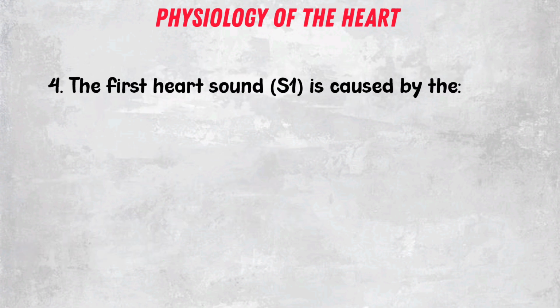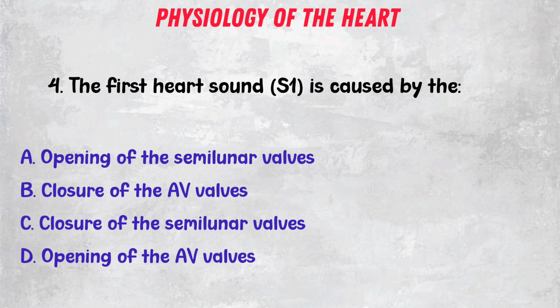The first sound, the S1, is caused by, for the options we have A, the opening of the semilunar valves, B, closure of the AV valves, C, closure of the semilunar valves, and D, opening of the AV valves. The answer is actually B, which is closing of the AV valves. Now the S1 is produced by the closing of the mitral and the tricuspid valves at the beginning of systole.